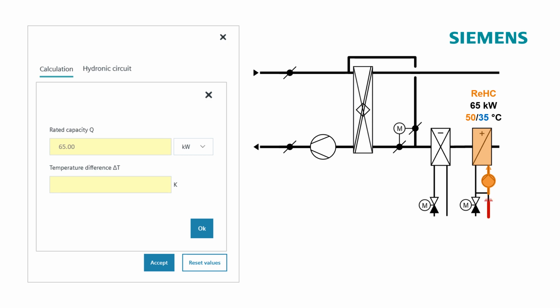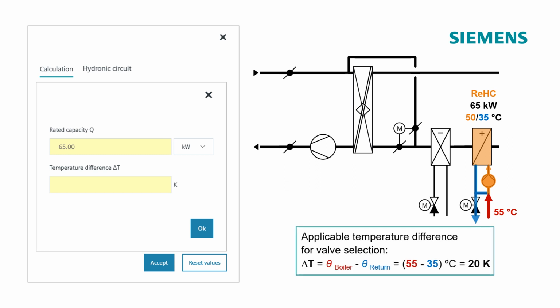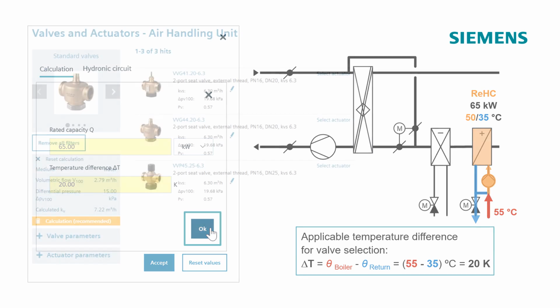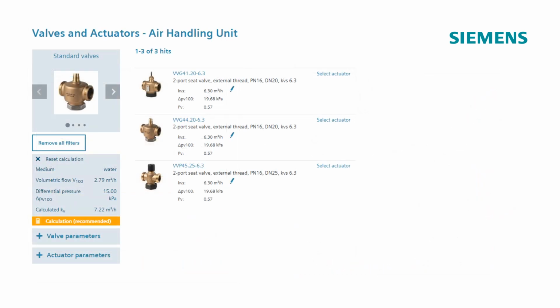The boiler provides a supply temperature of 55 degrees. And the return temperature from the reheating coil is 35 degrees. Therefore the applicable temperature difference for the valve selection is 20 Kelvin. Click OK. Based on the volumetric flow calculation with this temperature difference and a desired delta PV 100 of 15 kPa, a list with 3 suitable valves results.